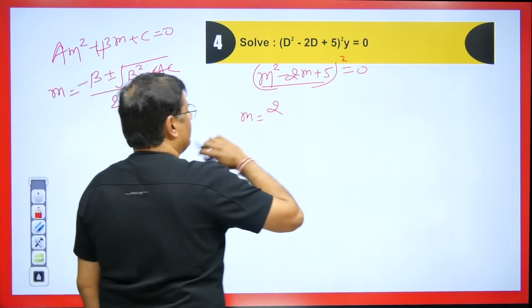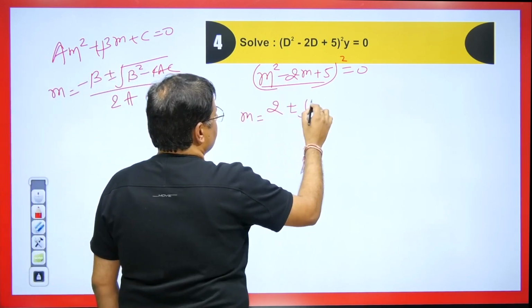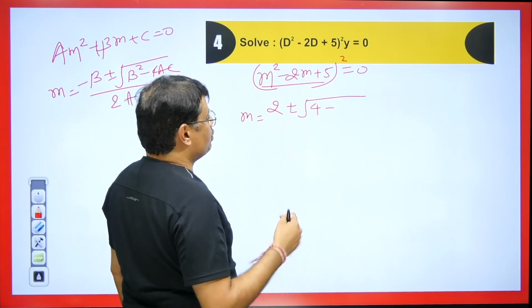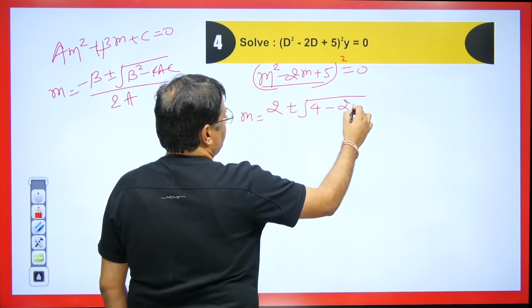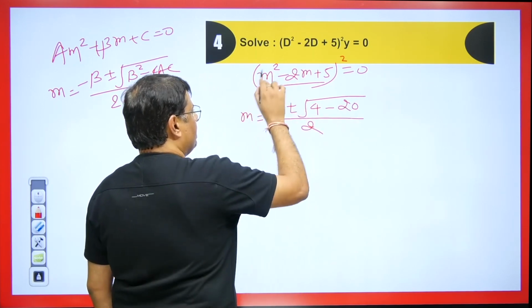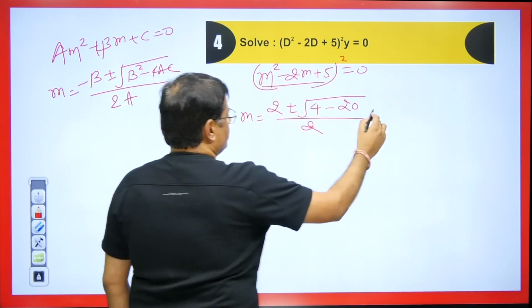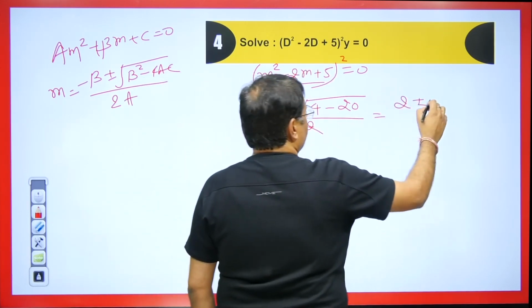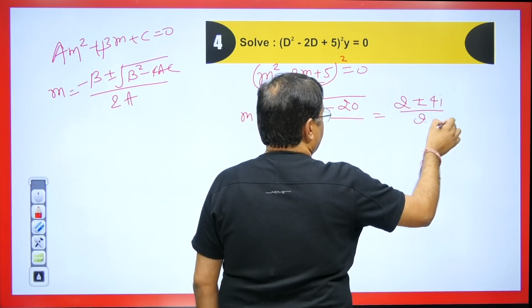B's value is minus 2, so it will be plus 2 and plus minus root of b square, this will be 4, and minus 4ac. So this will become 20, and it is divided by 2. As you know, a is 1, b is minus 2 and c is 5, right? When you solve this, you will get 2 plus minus root of minus 16. This means we will get plus minus 4 iota divided by 2.